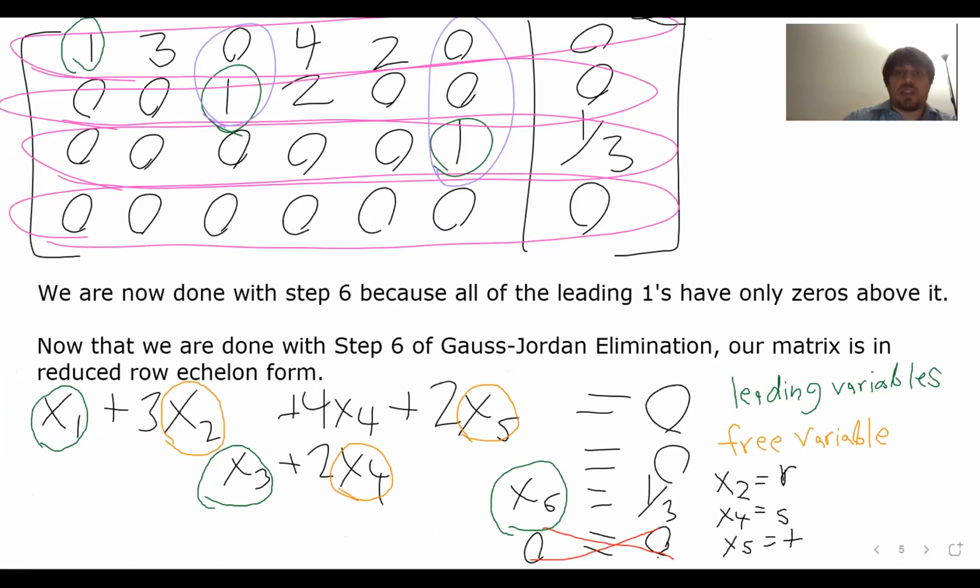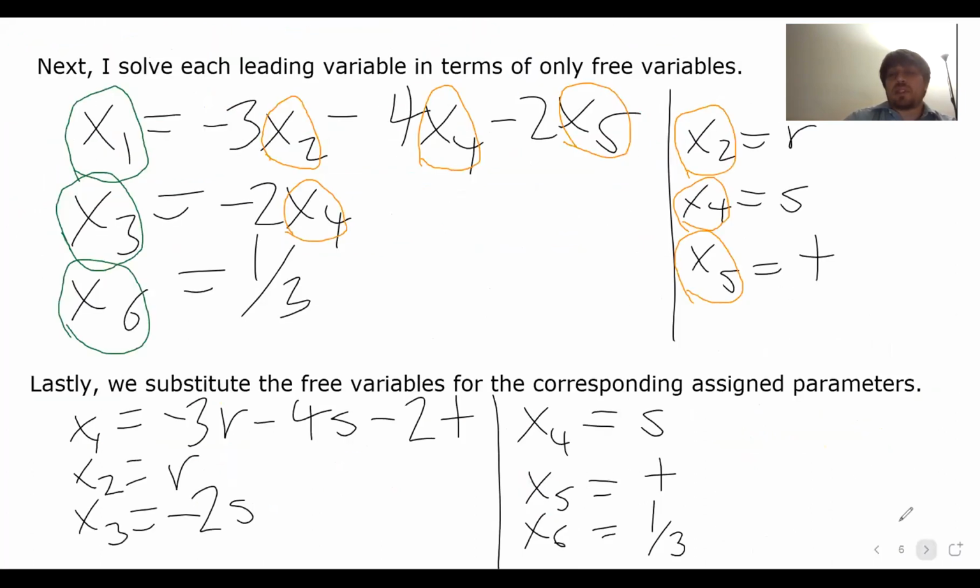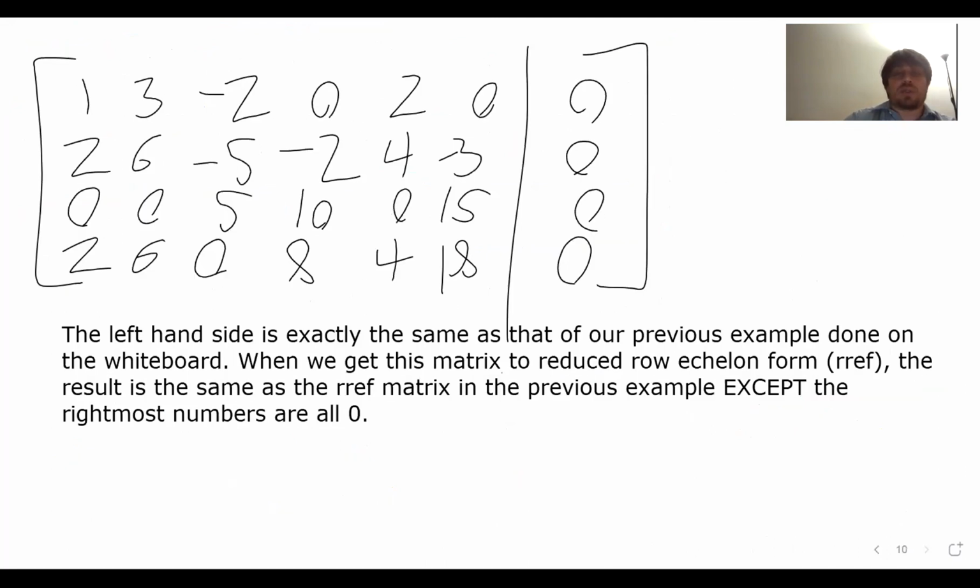This matrix is in reduced row echelon form, and I'm going to write that here. This is the matrix, except we had a 1/3 here. These were not all zeros. Because the left-hand side started out the same, that matrix in reduced row echelon form will be the same as this, except this 1/3 will be a 0. All these will be 0. So I'm going to rewrite this matrix with all zeros on the right-hand side, and that will be the result of getting this matrix to reduced row echelon form.